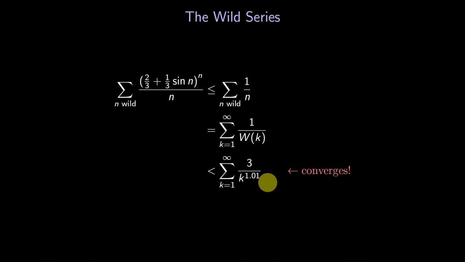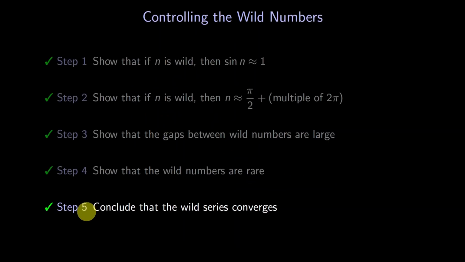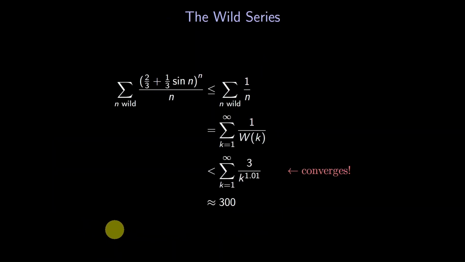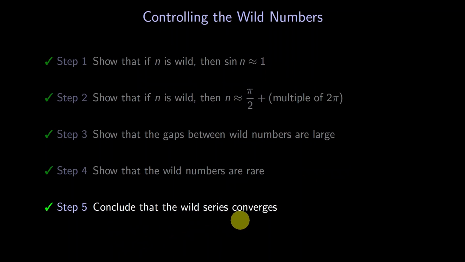If you're curious, the sum of this series is about 300. More precisely, it's about 301.7. All we need is that the series converges. Okay, we've bounded the wild series by a larger convergent series. What does that mean about the wild series? It converges too. We've completed our 5-step plan to control the wild numbers. Super! We can now go back to our original series.